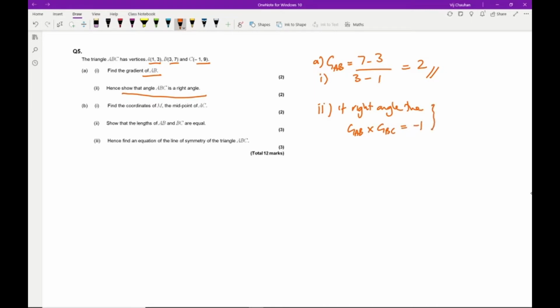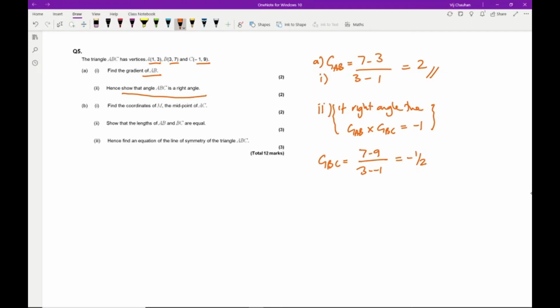It's definitely worth writing this as part of your answer to get you one of the marks at least. So you need to show proof of this anyway. From this, we already know that the gradient of AB is 2. So the gradient of BC is something I then need to work out. Using that, I get 7 minus 9 over 3 minus minus 1, and we get an answer of minus a half.